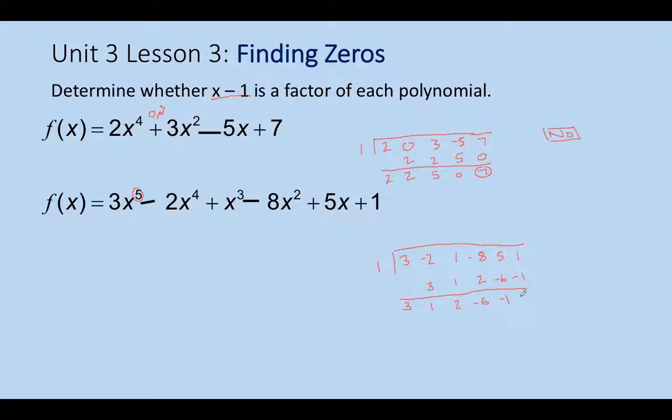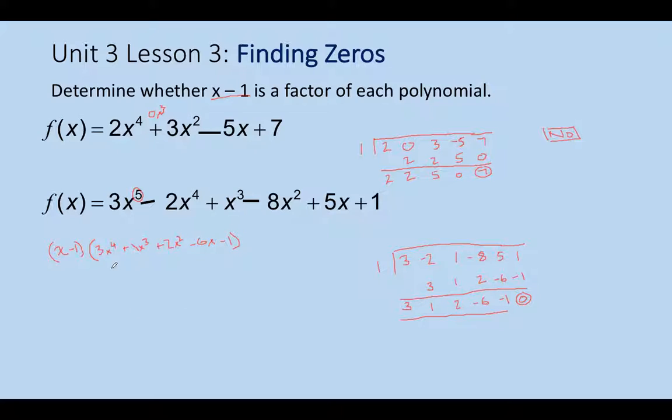And hey, it all turns out that my remainder is 0. And so that means that x minus 1 is a factor, okay? Which means 1 is a solution. One of the things that we'll be taking a look at here is if I factor out x minus 1, the polynomial that I would have remaining would be this right here. So I'd have 3x to the fourth plus 1x to the third plus 2x squared minus 6x minus 1.